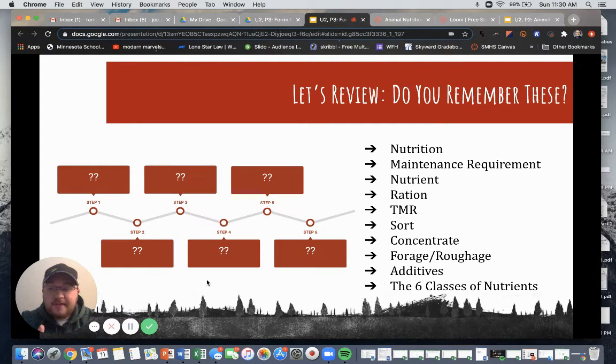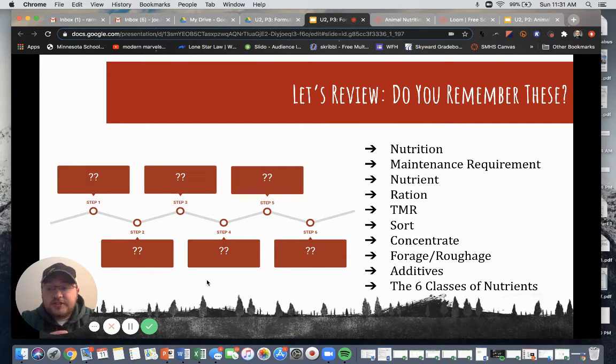Kind of like at Thanksgiving when we have our turkey and our mashed potatoes and our cranberry sauce and our peas and our pumpkin pie. All of those things are good. Some of us may like certain things more than others, but a TMR helps ensure that the animal is getting as much as it can and preventing sorting, which is next.